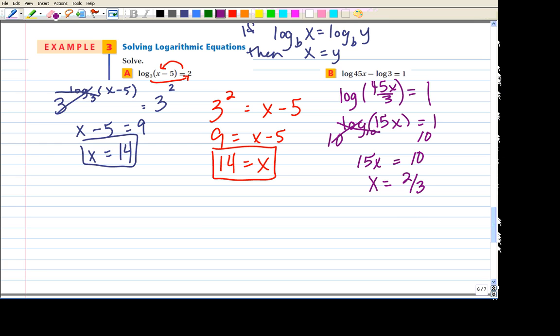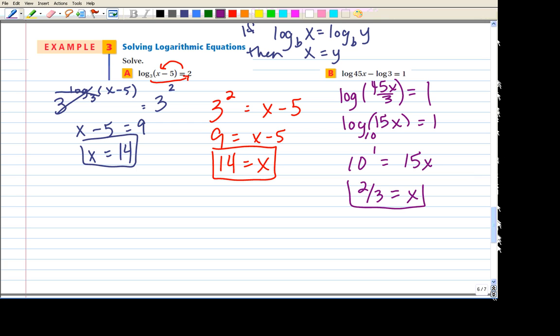Or, going back to the other method of doing things, I could go right into rewriting this as an exponent. So if my base is 10, 10 to the first power equals 15x, and right away you can divide by 15, so you'll get 2/3 equals x. Either way, up to you.